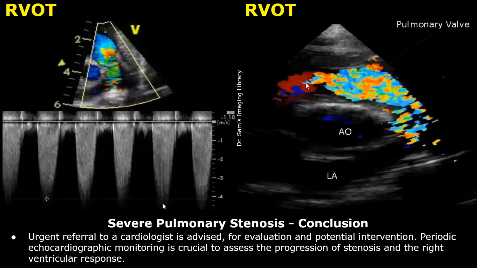Urgent referral to a cardiologist is advised for further evaluation and potential intervention. Periodic echocardiographic monitoring is crucial to assess the progression of stenosis and the right ventricular response.